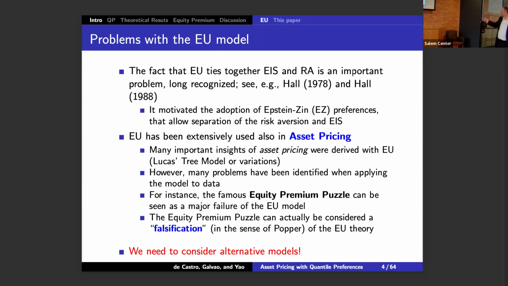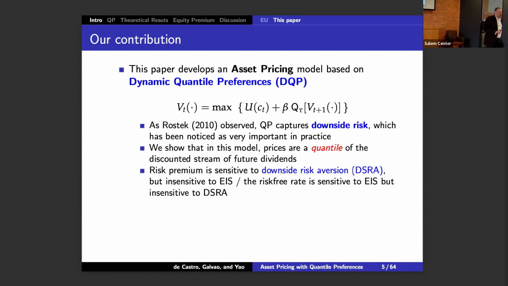By the way, and I'm going to talk about this, these preferences also do not work well with the experiments, and I'll show you these things. Okay? So we need to consider different objects or projects, and this is what this paper does. We propose a model that is very similar to expected utility, with just one difference. Instead of taking the expectation of the continuation, I take a quantile, which is a statistical object that is mathematically very close to the expectation.